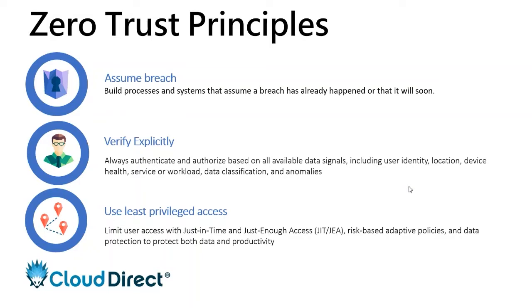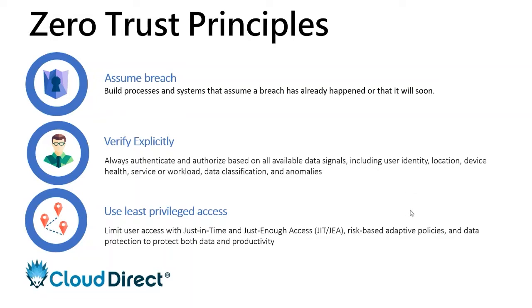Next, we've got verify explicitly. So this really means that we should be examining all relevant aspects of an access request instead of just assuming trust based on one single thing, something like a network location. We want to examine the identity of the person or device that is asking, where they're coming in from, what the network is, and then also the resource that they're trying to access, and then apply threat intelligence and analytics around that to add context to that request.